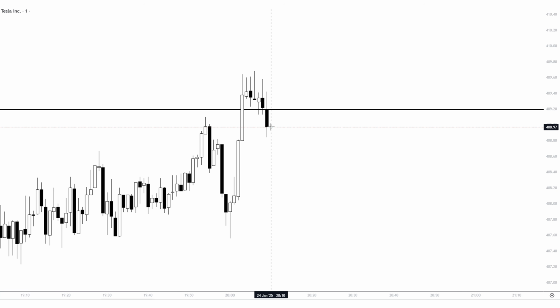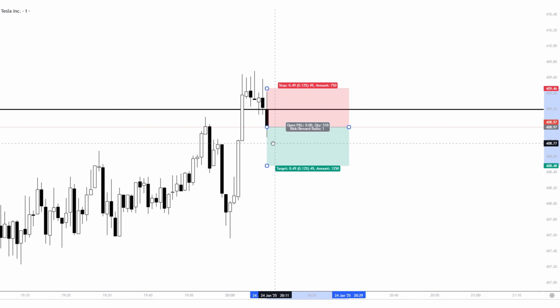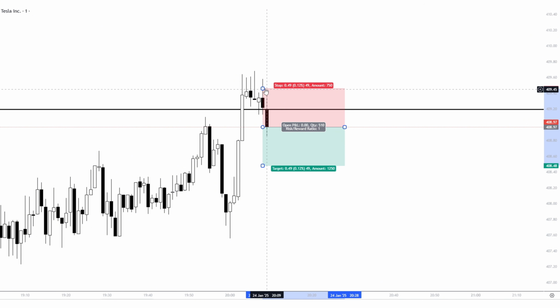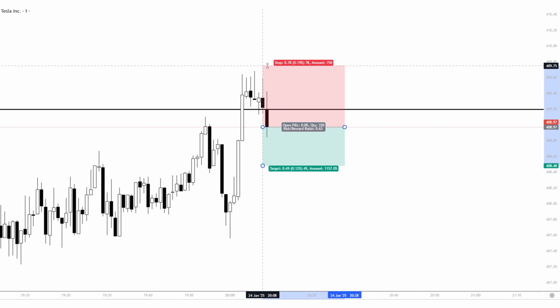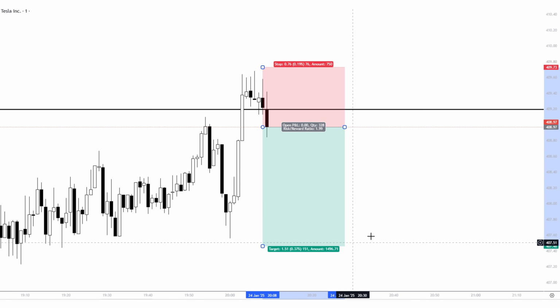So now, respecting the strategy, I will place a sell position right after the bearish candle closes, with the stop loss above the recent internal highs, and take profit at around 1 to 2 risk to reward.